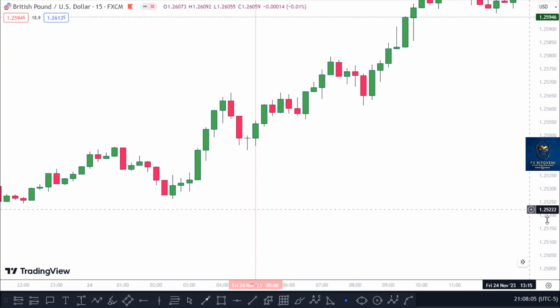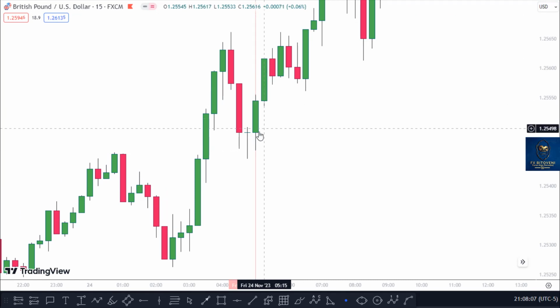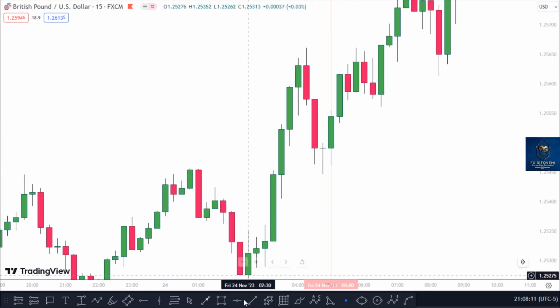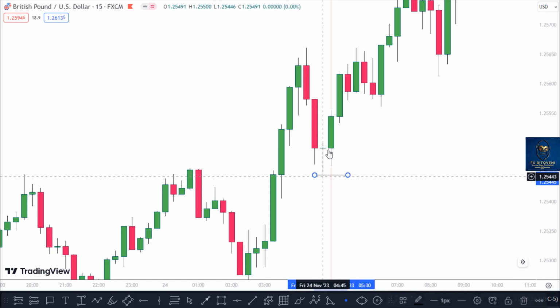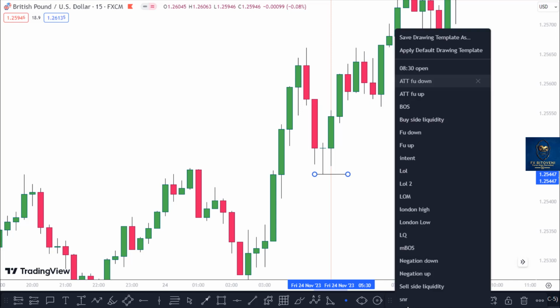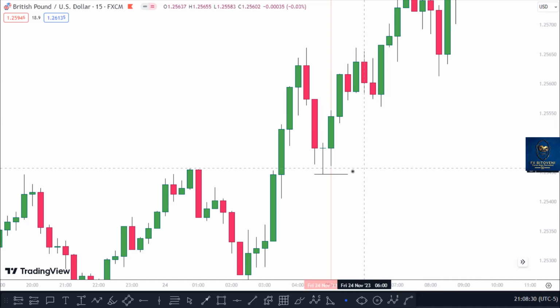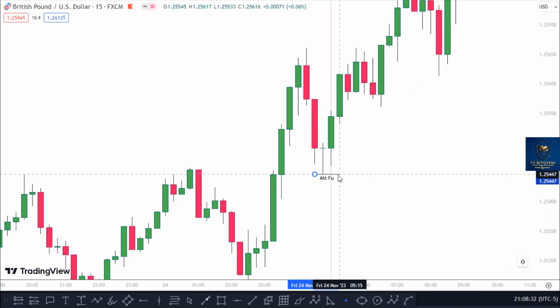So you see, look at the open of the candle, the 4-hour candle. It opened right after manipulation has happened. As you can see here, a clear anti-FU, a sign that the next candle is likely to be bullish. So this is our anti-FU, as you can see. This is our FU.